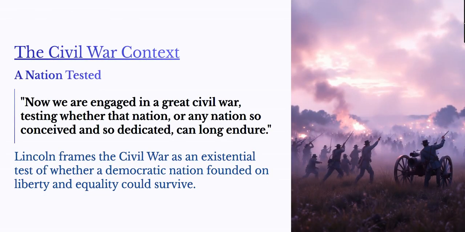Moving on to the second paragraph. Here, the Civil War context. He says that the lines given in black are the exact lines taken from the original piece. "Now we are engaged in a great civil war, testing whether that nation, or any nation so conceived and so dedicated, can long endure." Here, Lincoln frames the Civil War as an existential test of whether a democratic nation founded on liberty and equality could survive. So here we could see how this Civil War shows people's determination; even after so many struggles, they stood for themselves, and they can check their endurance. So he is talking about that endurance.